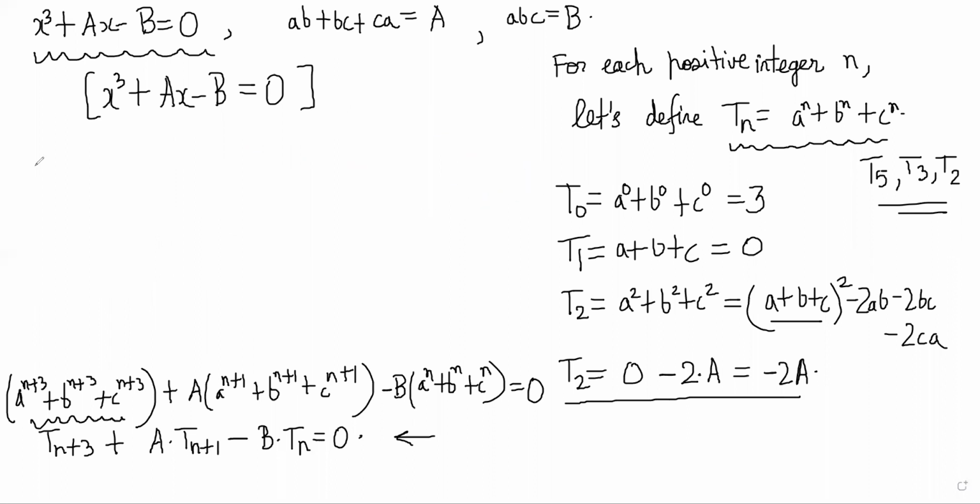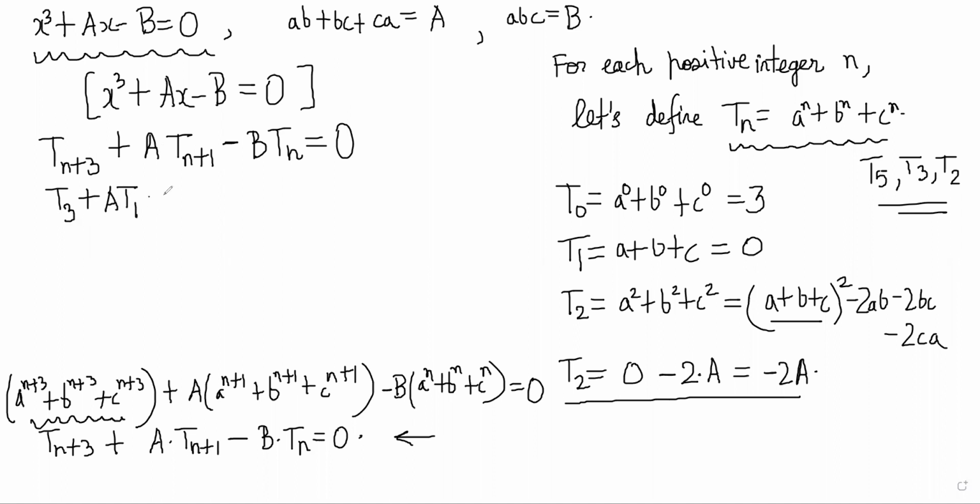We got T(n+3) + A T(n+1) - B T(n) = 0, right? Now, how do I use this result? If I put n equal to 0 here, I will get T3 + A T1 - B T0 = 0, right? So that will give me the value of T3 because I know T1 and T0. Notice that I know T1 and T0 here.